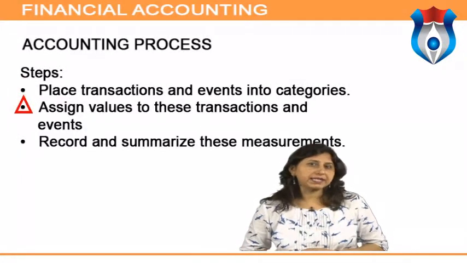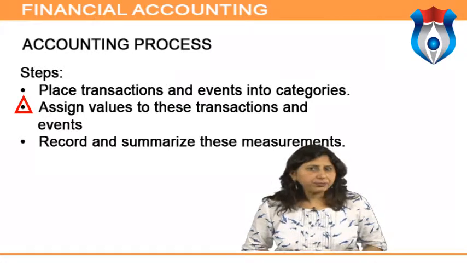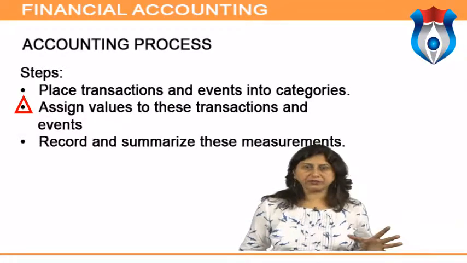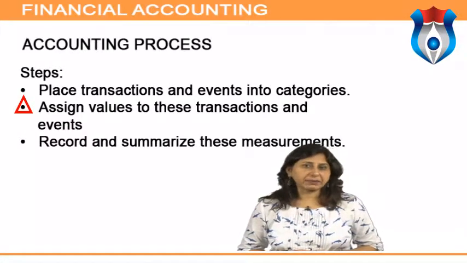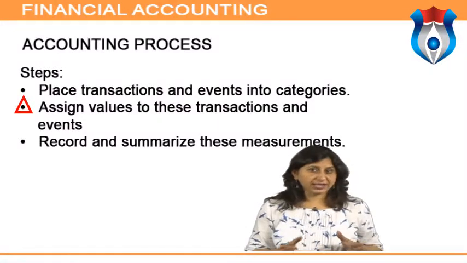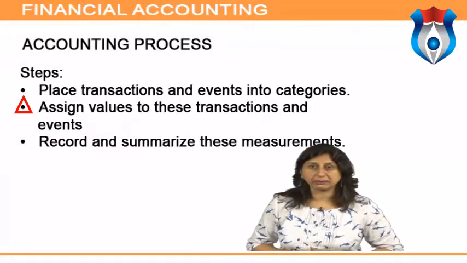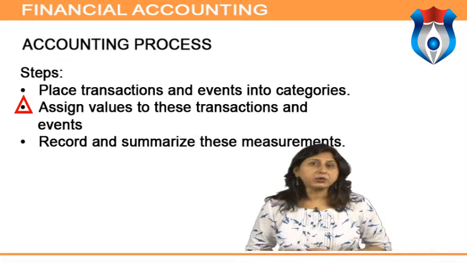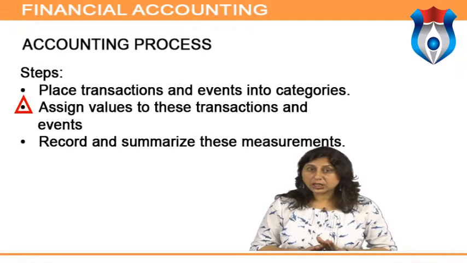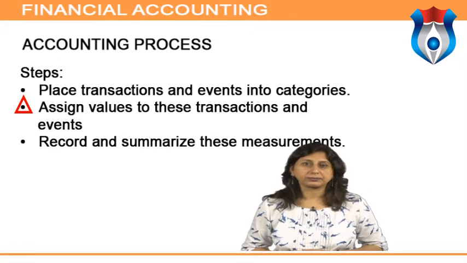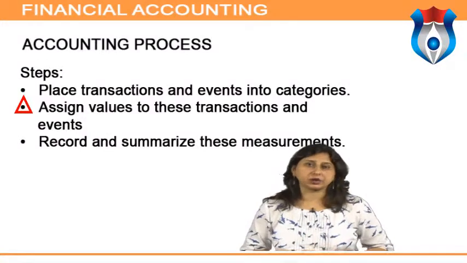The next step assigns values to the transactions and events. The attribute measured is the fair value of the transaction on the exchange date. This is usually indicated by the amount of cash that changes hands. If equipment is purchased for a 5,000 cash payment, for example, the equipment is valued at 5,000. The initial valuation is not subsequently changed. This original measurement is called historical cost.